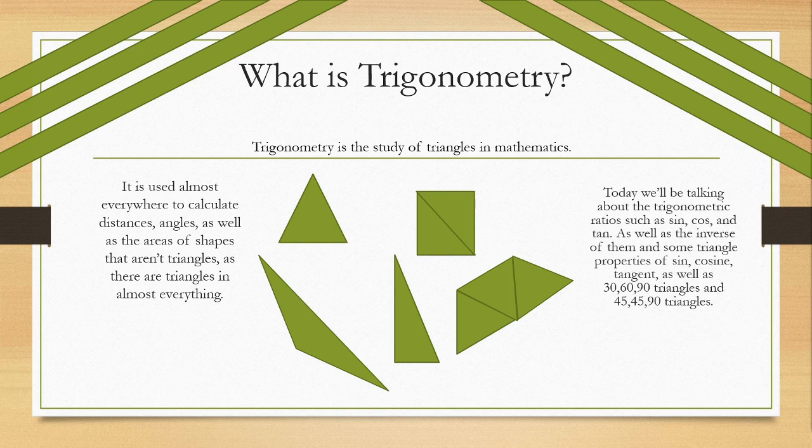Today, we'll be talking about the trigonometric ratios such as sine, cosine, and tan, as well as the inverse of them and some triangle properties of the sine, cosine, and tangent. We will also be learning about 30, 60, 90 triangles and 45, 45, 90 triangles as they have special properties to them.